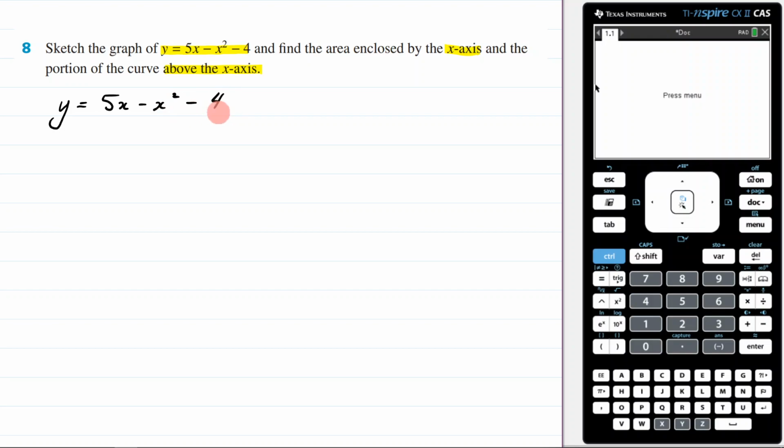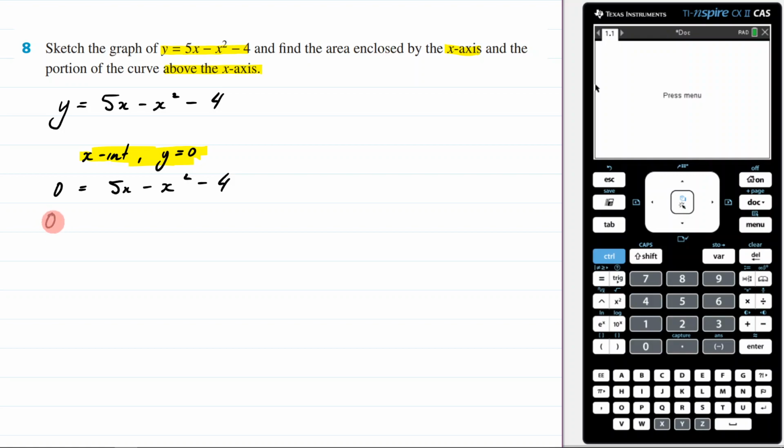Now, the first thing I need to do is find my x-intercept. So to find my x-int, I'm going to let y equal 0, and I'm going to get 5x minus x squared minus 4. Now here's the really important thing. When you're trying to find the x-intercept, and you've got it in this form right here, what you're going to be doing is you're going to factorize. So you have to factorize it. So we're going to have to go through that process.